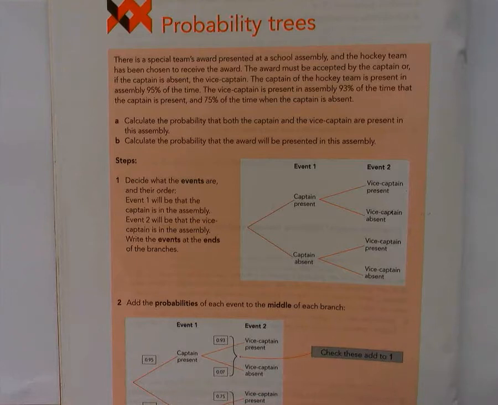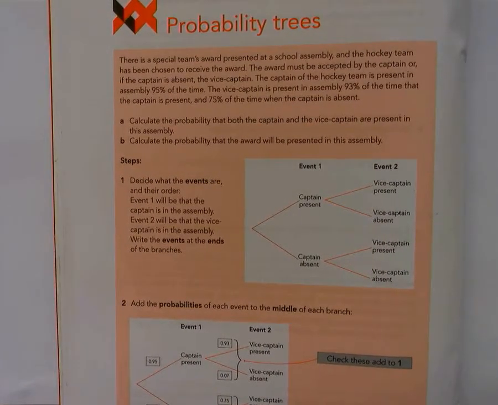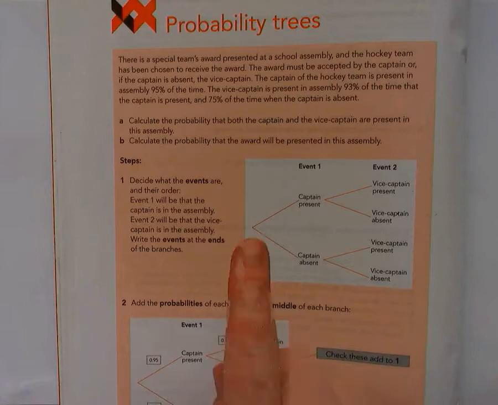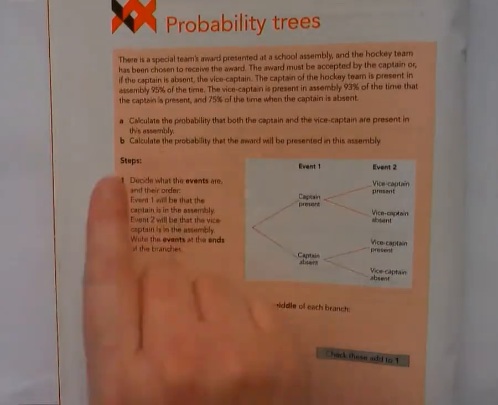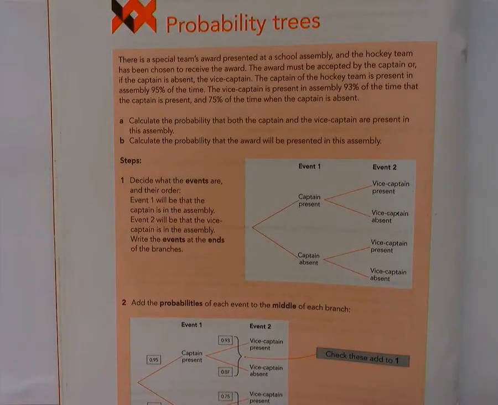We're on to probability trees. So this is page 54 of our notes, and we're looking at this particular problem here. What I'm interested in doing is looking for the probabilities first of all, okay?